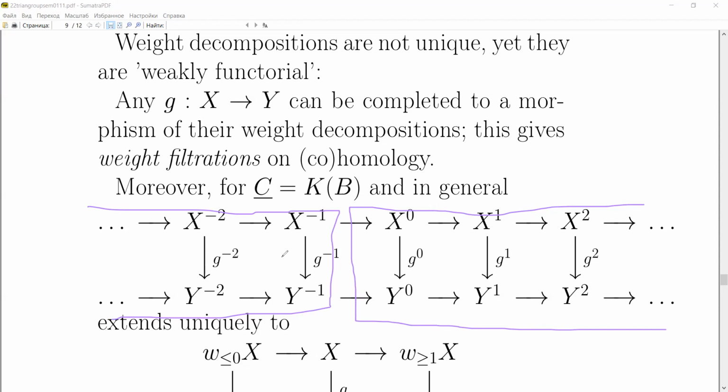So a simple observation, but it immediately means that you can define certain weight filtrations. So if you have some functor H, then this image will not depend on any choices. This object can depend on choices, certainly. But the image of this object in H of X will be some object that doesn't depend on any choices. So this is one observation.